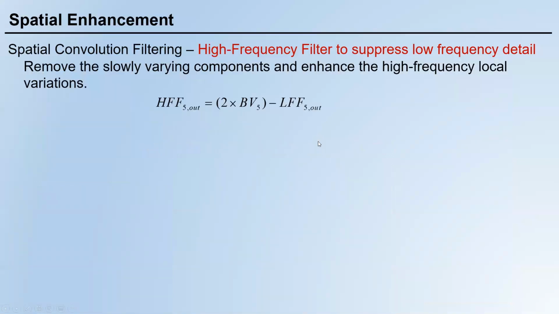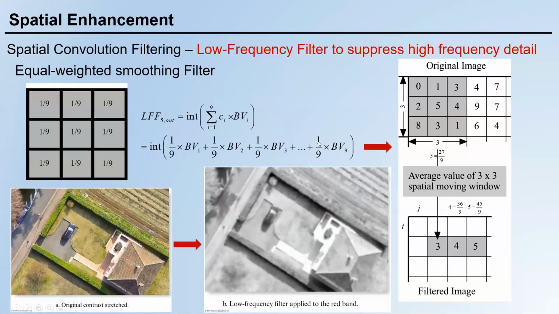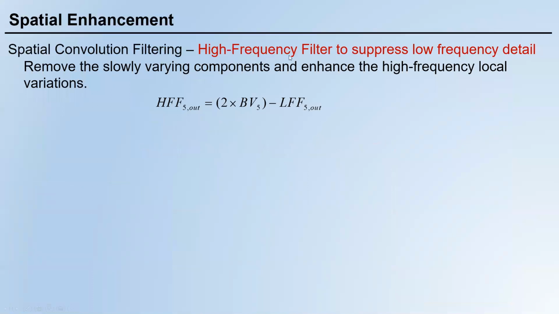So since we have a low frequency filter, right, we also have a high frequency filter, to suppress low frequency detail. So if the low frequency filter was there to smooth the image, then you can guess what the purpose of the high frequency filter is. To make boundaries sharper, right? It's the absolute opposite of what the low frequency filter did to that image. So I will show you examples later, but here is the equation, right?